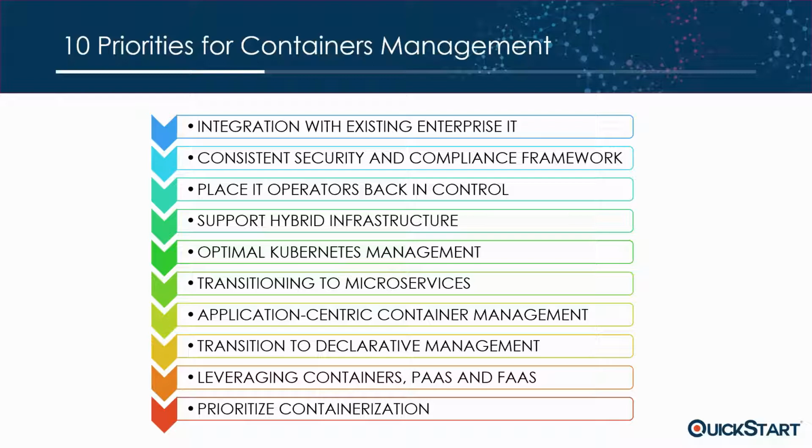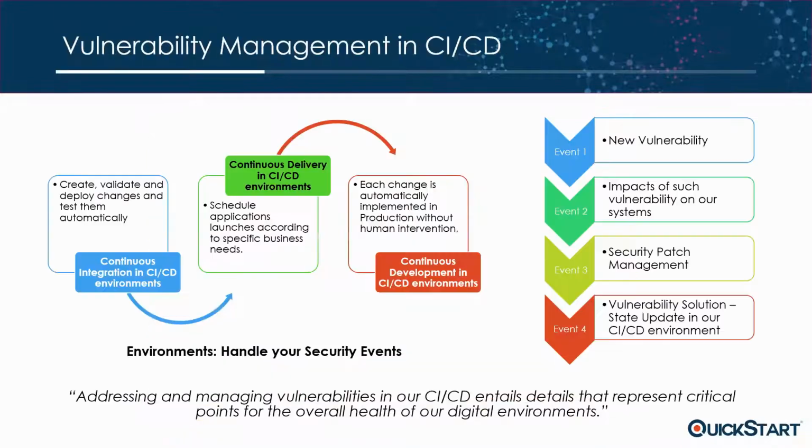And the last three are related to the transition we'll need to make from the legacy environment to the new one. And after that, to leverage our platform as a service, to manage all the components of our platform as a service, and the same for the different functions that we have in our software structure. The prioritization is something that will be dynamic according to our business needs. So please remember that these are the 10 main priorities for container management.